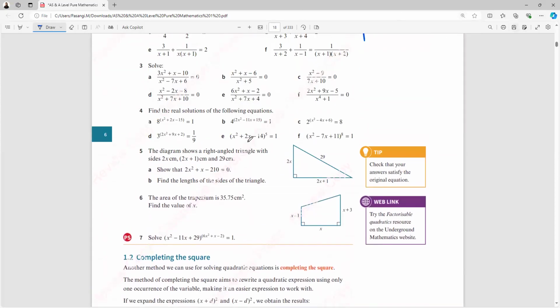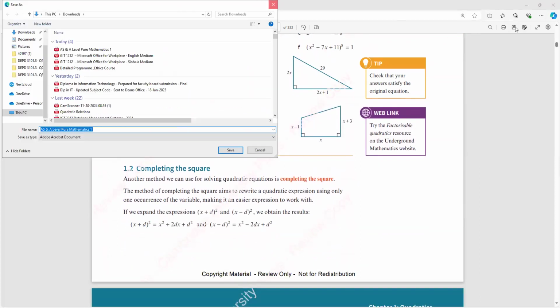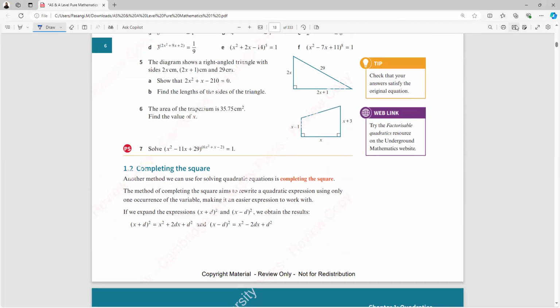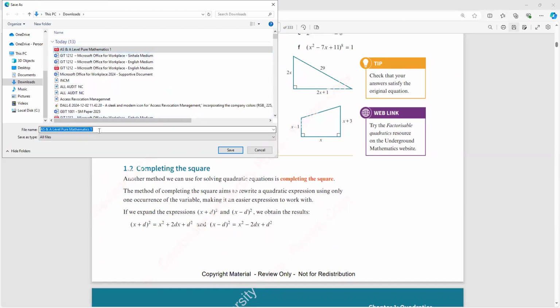Okay. That's also done. Now for the completing squares. So for the completing squares, what we have to do? For the completing squares, let me save this one first. Adobe Acrobat. Why it's not coming? Okay, all files. Similar Acrobat. Replace it, yes.